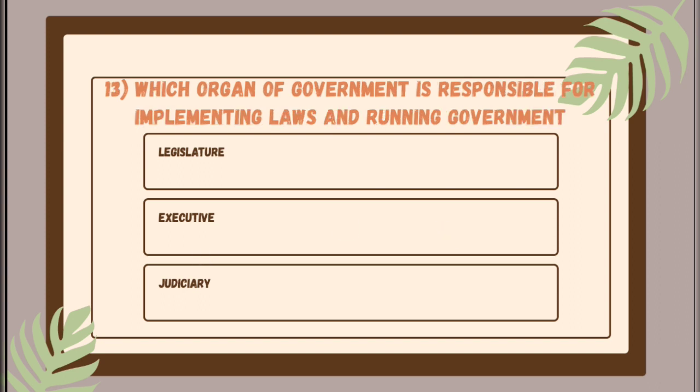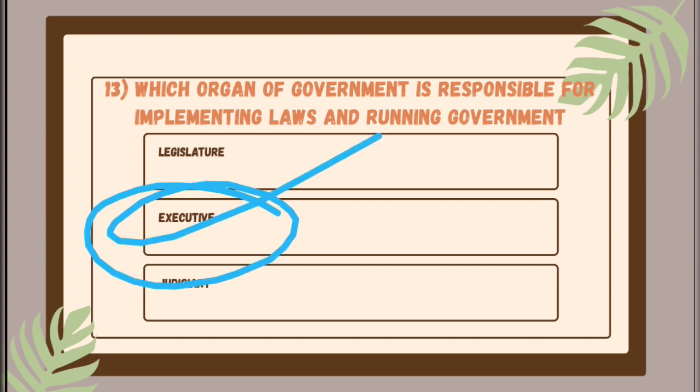Okay, next question, question number 13. Question number 13 asks which organ of government is responsible for implementing laws and running government? The options are legislature, executive, and judiciary. The correct answer for question number 13 is option B, executive. The executive organ of government is responsible for implementing laws and running government.